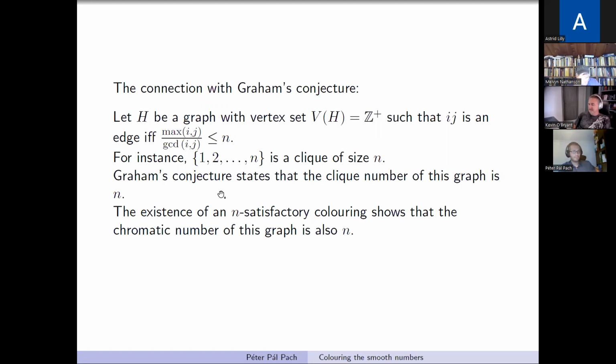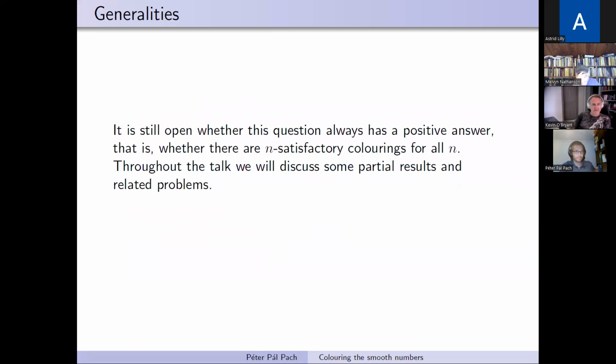Graham's conjecture stated that the clique number is just n, and the existence of an n-satisfactory coloring would mean that the chromatic number of this graph is also only n. So if there is an n-satisfactory coloring for every n, then this question should be more difficult than Graham's conjecture, because Graham's conjecture is a corollary of this. Okay, let me continue with some partial results.